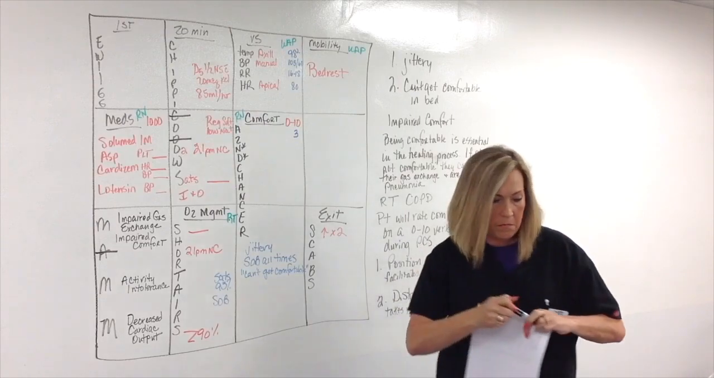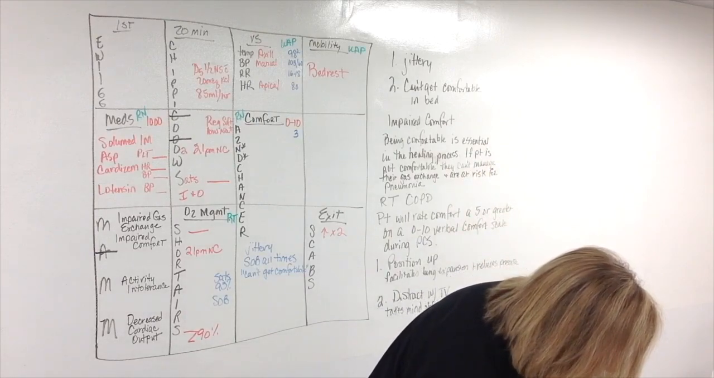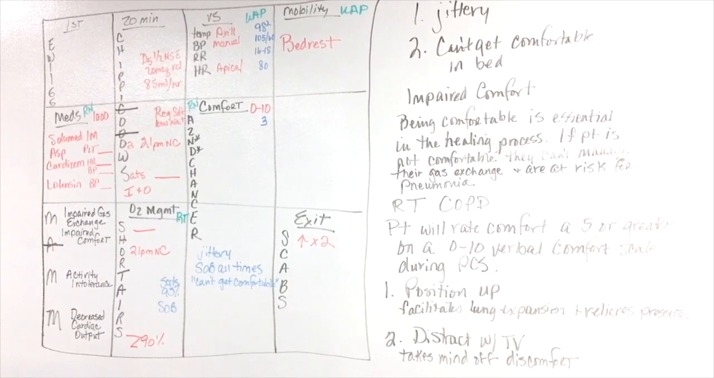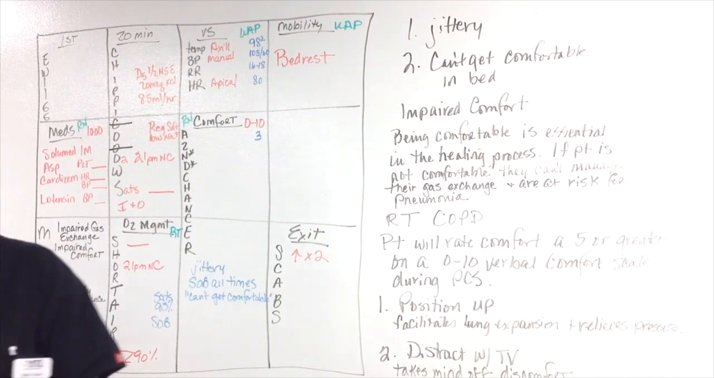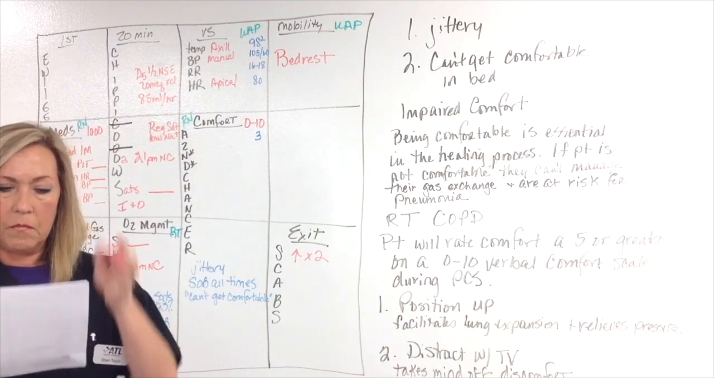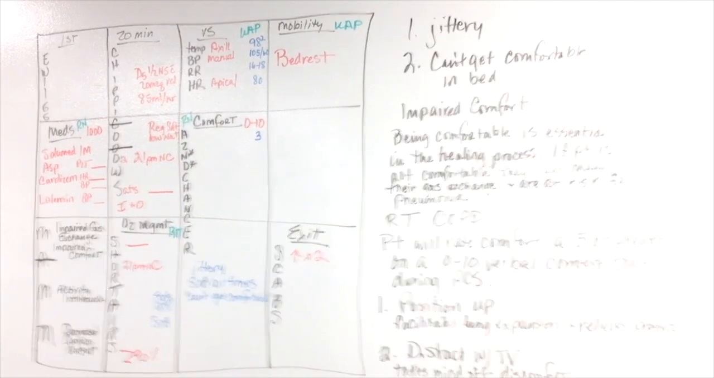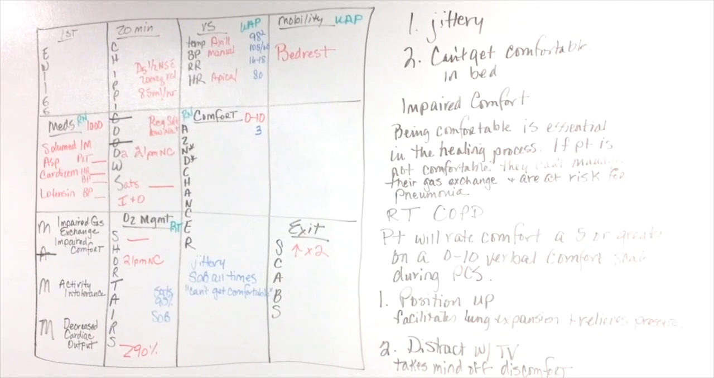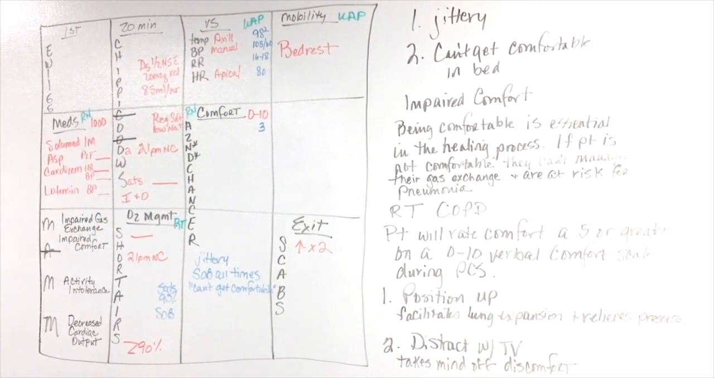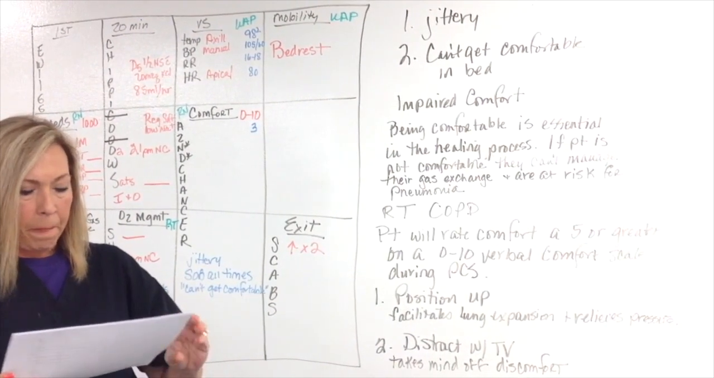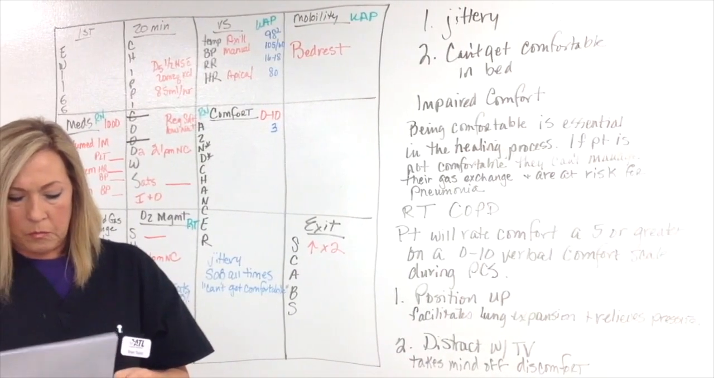She's given the nursing diagnosis, or the NANDA label, of impaired comfort. Okay? In the next box below that, you'll see the rationale for the selected nursing diagnosis. Sheri has written, being comfortable is essential in the healing process. If the patient is not comfortable, they can't manage their gas exchange and are at risk for pneumonia. Her related factor for this particular care plan is going to be COPD.